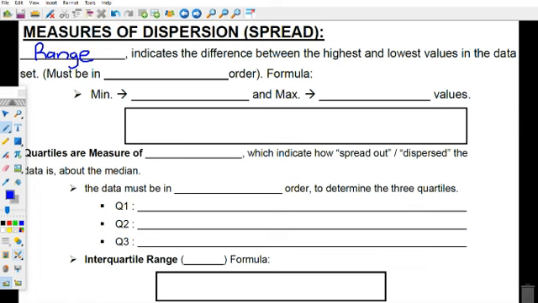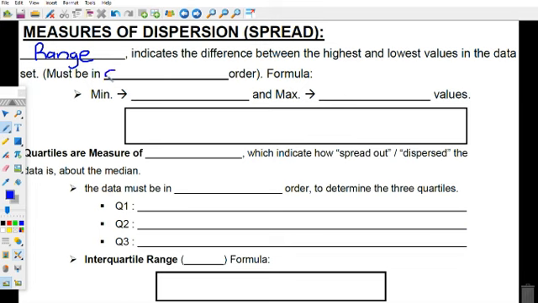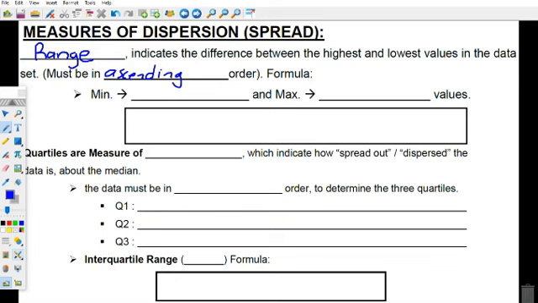Yes, you can. But it must be in blank order. What did we do to our data the first time? We put it in what? What's the first thing we did? Ascending order. So our data must be in ascending order first. If it's not in ascending order, you won't be able to do these things. Why? Because we need to find the middle. If it's all jumbled up, our middle number is not going to tell us anything.